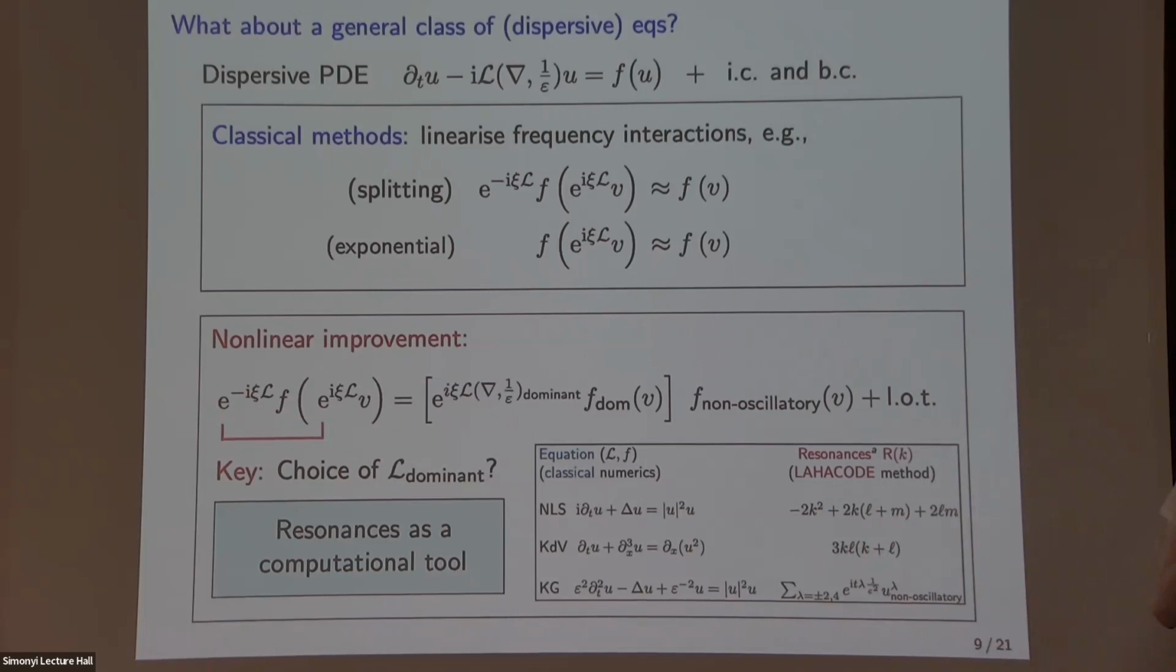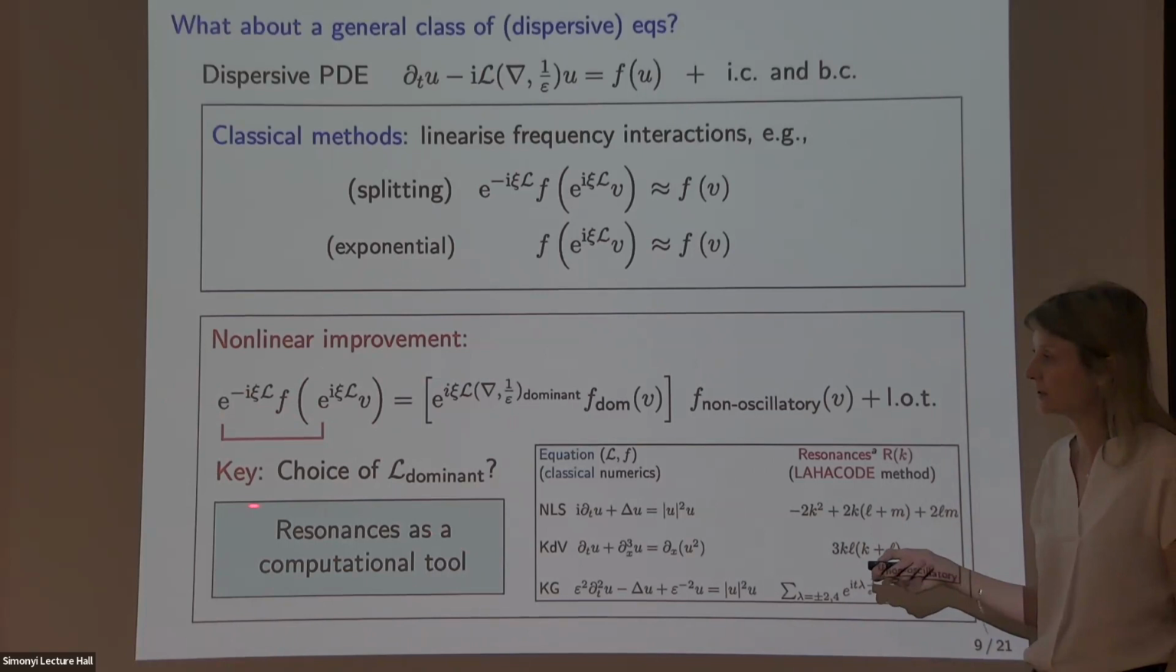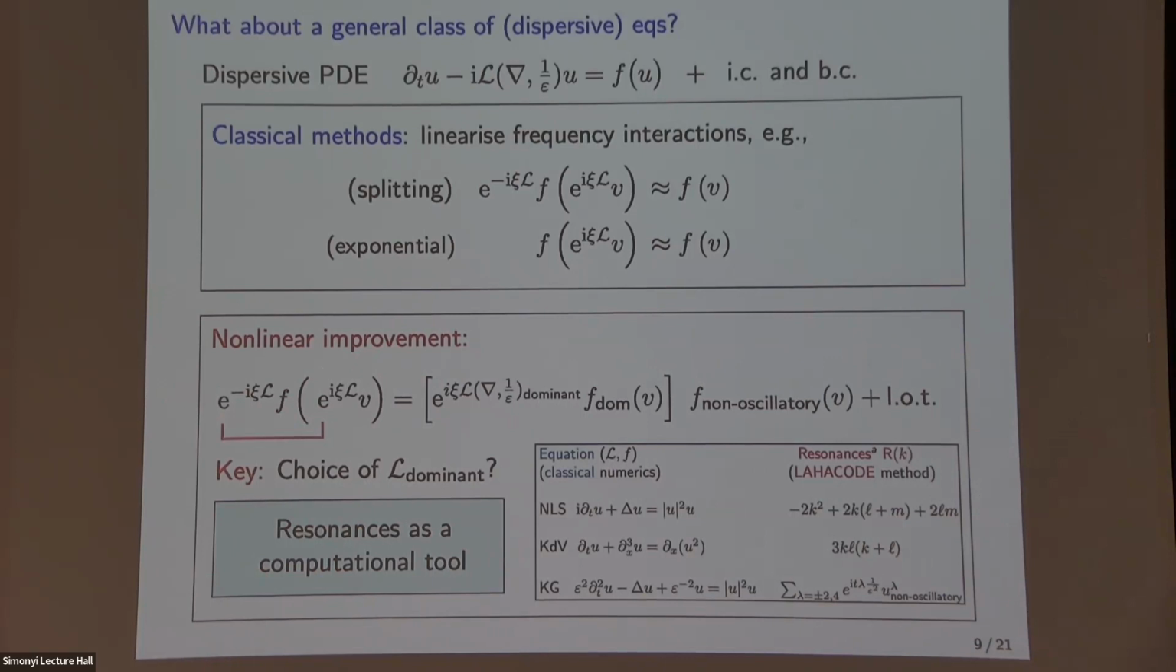And this is exactly where the resonances come into play, because the resonances tell us what are the bad terms which we really have to embed. And that's somehow interesting, because I discussed with Bjorn, it's somehow different in numerical analysis and theoretical analysis, which are the bad terms which we have to control.